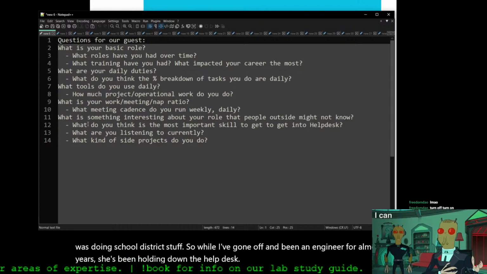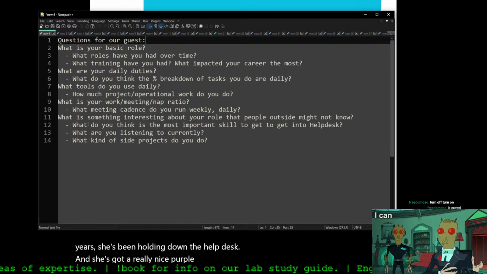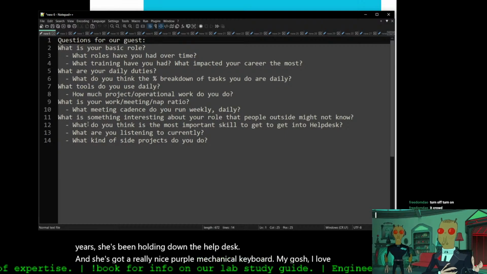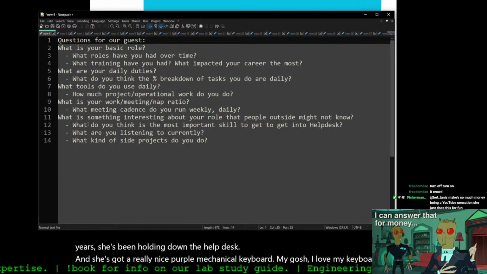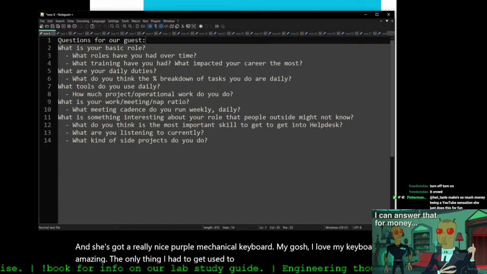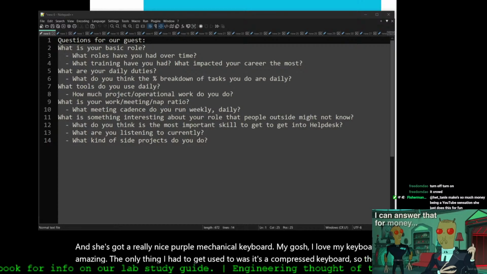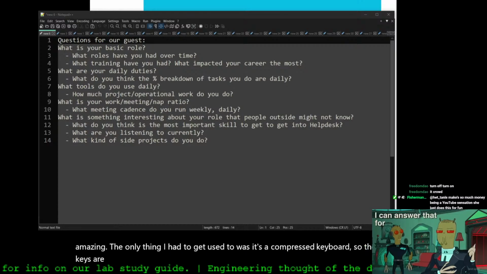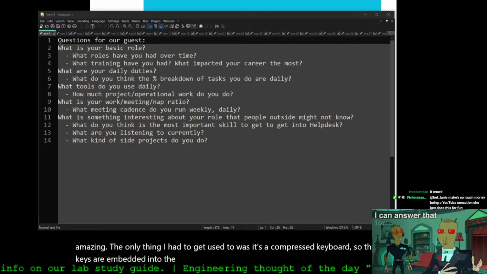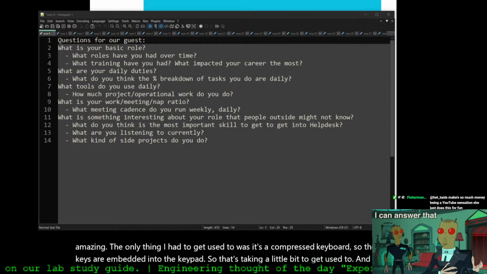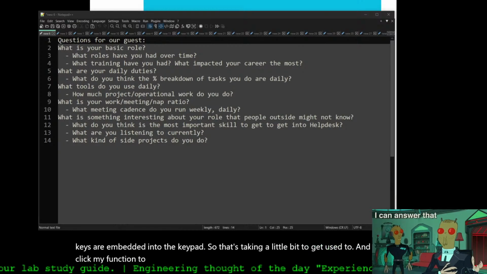And she's got a really nice purple mechanical keyboard. Oh my gosh, I love my keyboard. It's amazing. The only thing I had to get used to was it's a compressed keyboard, so the arrow keys are embedded into the keypad. That's taken a little bit to get used to, and I have to click my function to delete. But other than that, I absolutely love it.